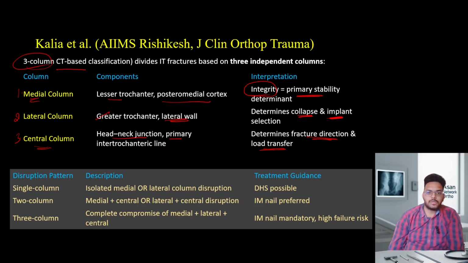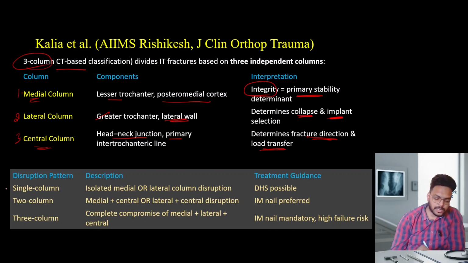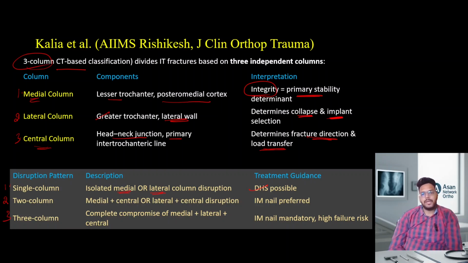So according to these columns, there are three types of disruption patterns: single column fracture, two column fracture, and three column fracture. In a single column fracture, if only the medial or the lateral column is disrupted, then only DHS is possible. Then two column fracture, where the medial column is fractured along with the central or lateral column, that is, medial with lateral or medial with central column disruption.